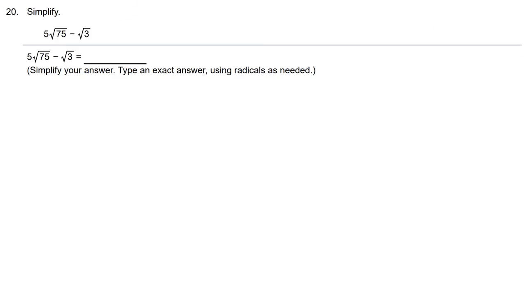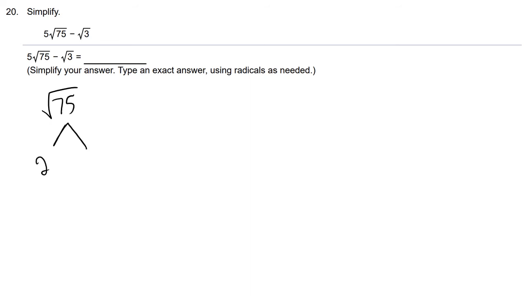Number 20, it says simplify. Now, these two cannot be subtracted. They cannot be subtracted because they are not like terms. If only we could make them simpler so that they were both, say, square root of 3. So the question becomes, can we simplify either one? Square root of 3 cannot be simplified, but square root of 75, we're going to say, can we factor that?